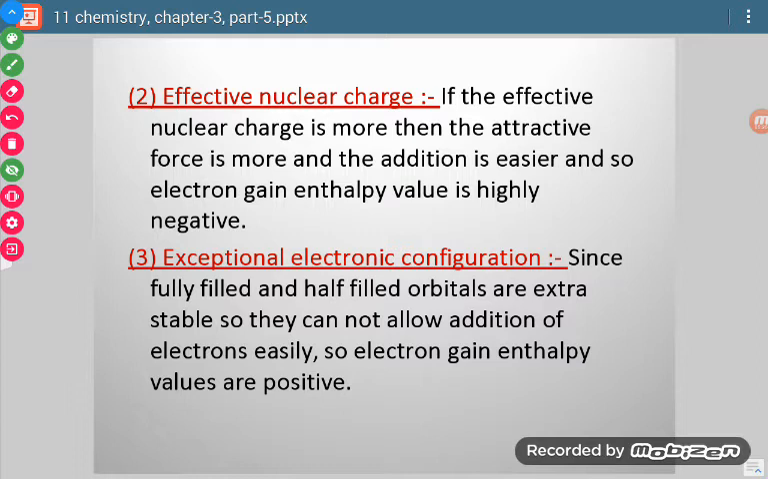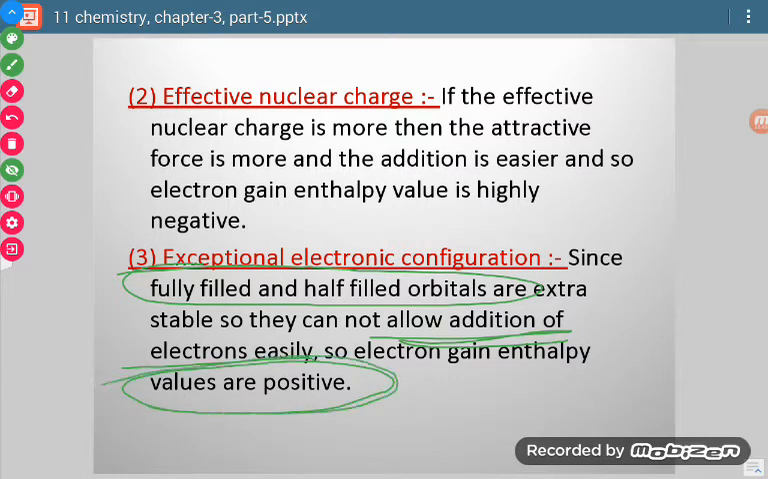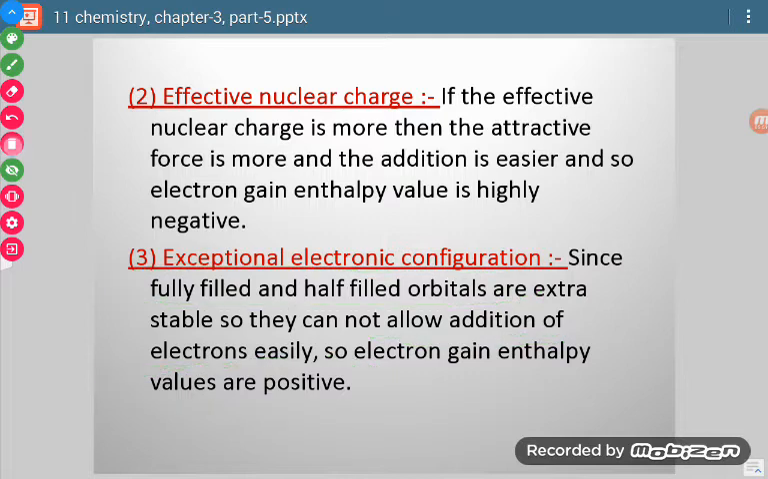Now third is exceptional electronic configuration. Now see, we know that fully filled and half filled orbitals possess extra stability. So if they are stable, then they will not allow addition of further electrons. Since they do not want to add any other electron in themselves, it will be difficult. It will be difficult means electron gain enthalpy value will be either positive or very less negative.